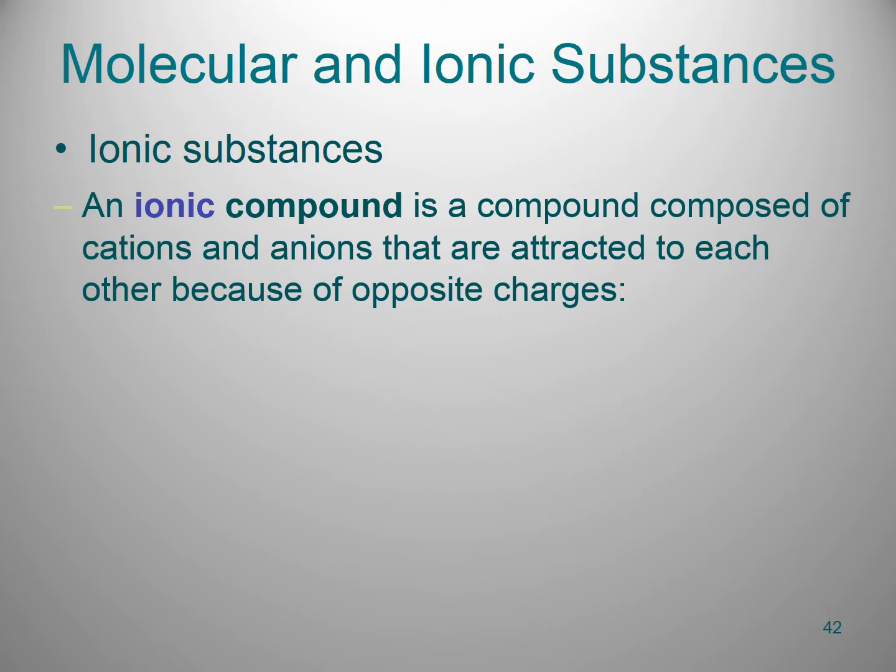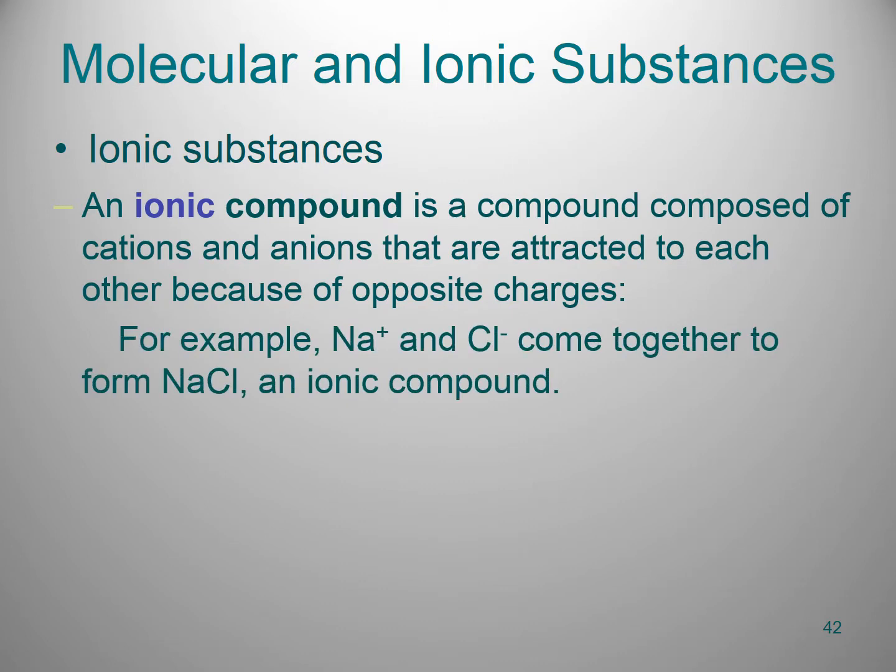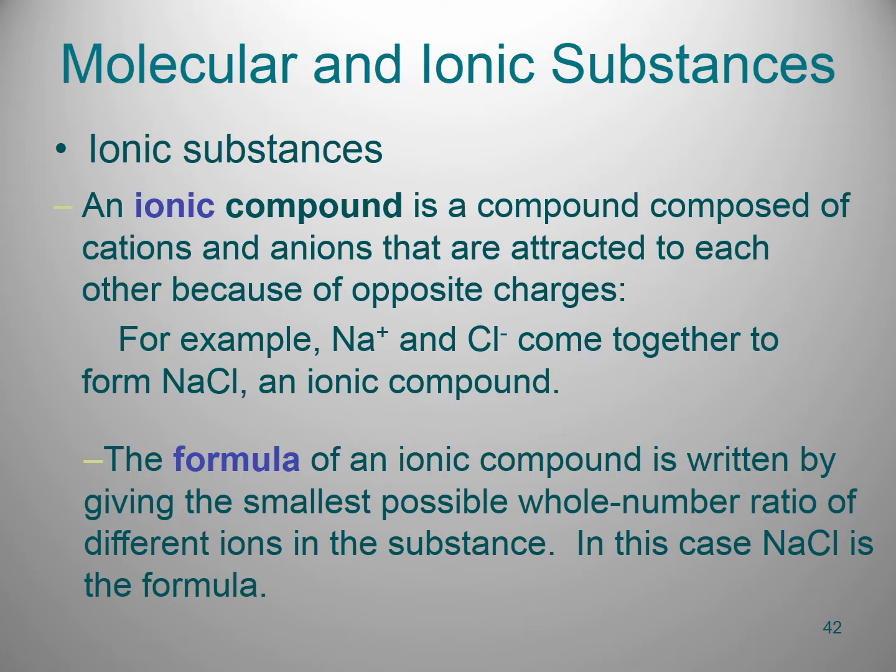An ionic compound is a compound composed of cations and anions that are attracted to each other because they have opposite charges. So Na plus and Cl negative come together to form NaCl, which is an ionic compound. The formula of any ionic compound is written in order to give the smallest possible whole number ratio of the two ions. And they have to come together in such a way that the charges cancel each other out, because the compound itself is going to have to be neutral.